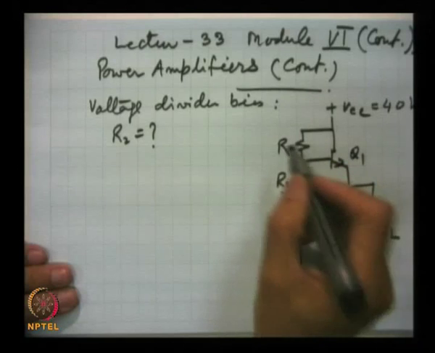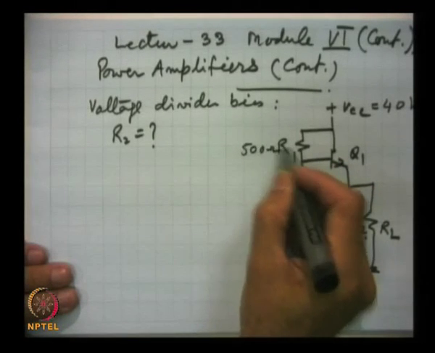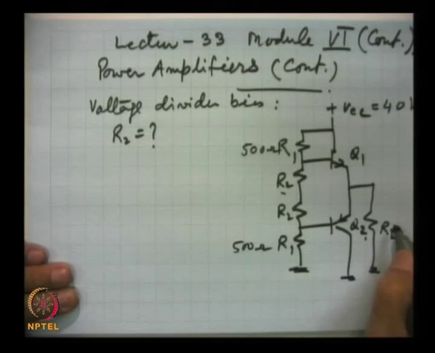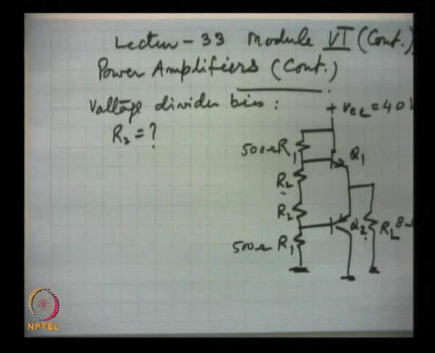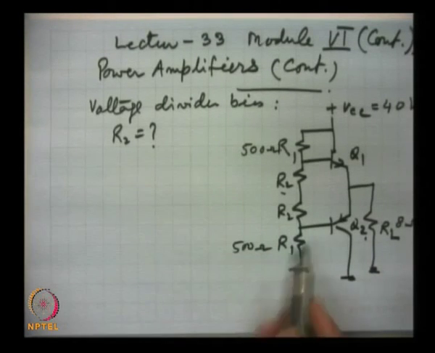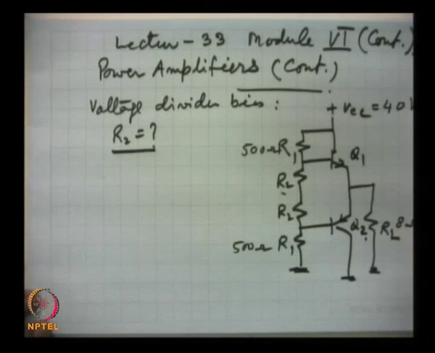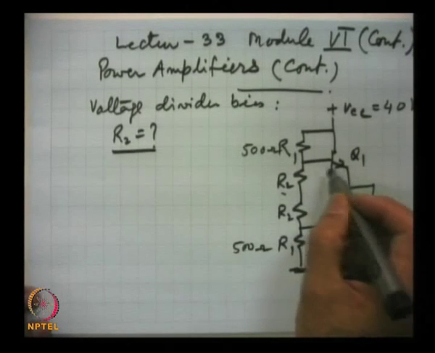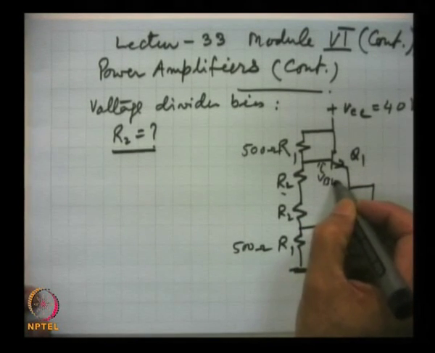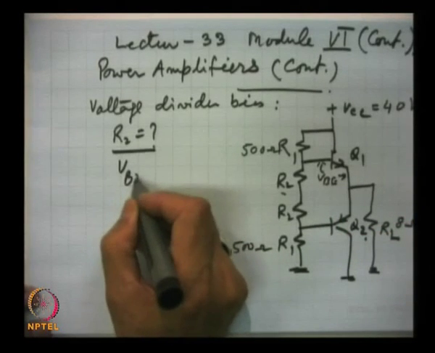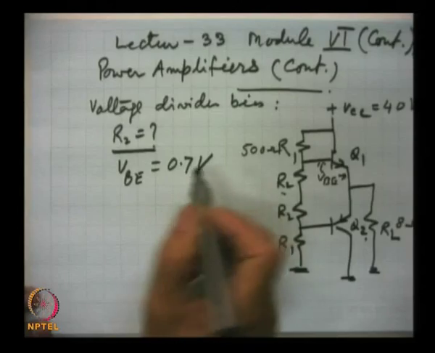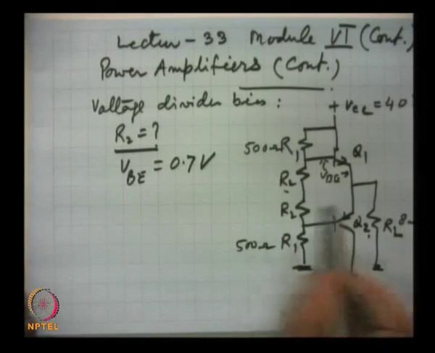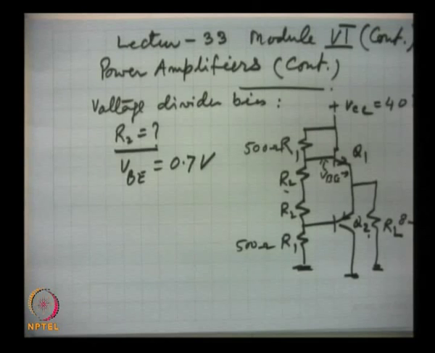So, this is 40 volts, and let this resistance R1 be 500 ohms each, and the load resistance is 8 ohms. Loudspeakers, for example, are of 8 ohms, 4 ohms, 16 ohms, like that. We have to find out the value of R2 to provide this voltage VBE equal to 0.7 volts.